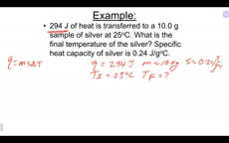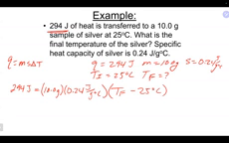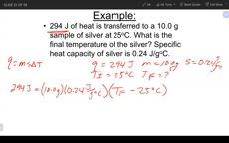So we have everything we could put into our equation here. We got 294 joules would equal our mass of 10 grams times our specific heat capacity of 0.24 joules per gram per degree Celsius. Remember that when we do the change in temperature, it is final temperature, which is what we're looking for, minus our initial, which is 25 degrees Celsius at this point. We want to make sure that we solve this mathematically correct.